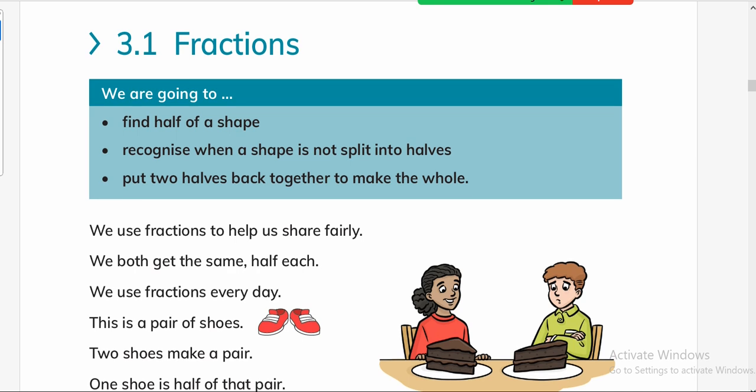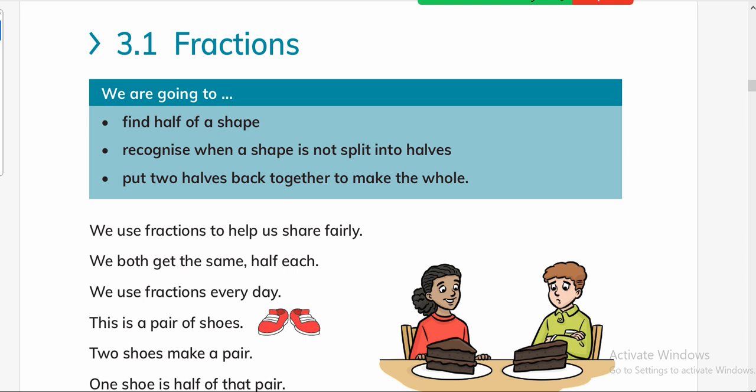Now it is fractions. Find half of a shape. Finding half is easy. You just have to split the thing from the center to make two equal halves. Like if you have an apple, you'll cut it from the center to give half of your apple to your friend or to your sister or brother.